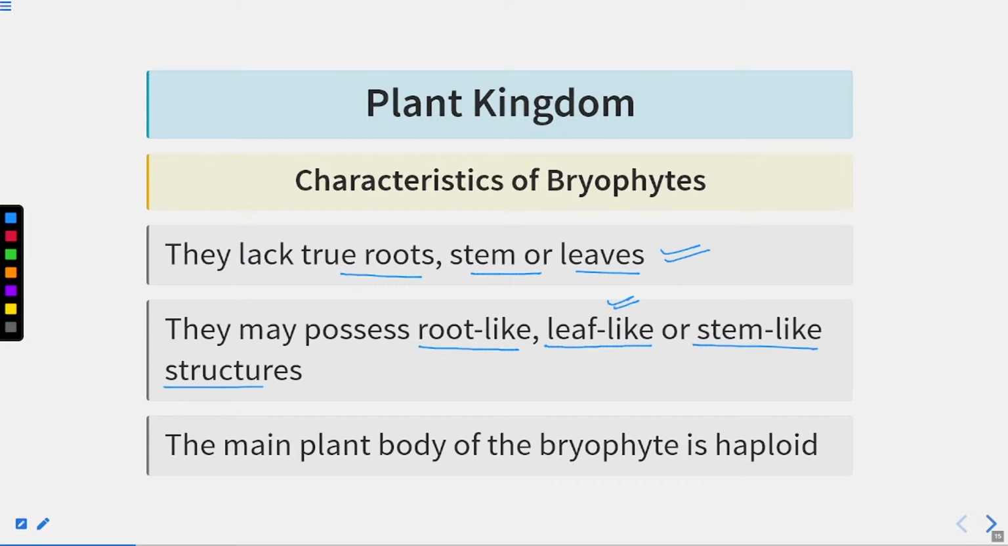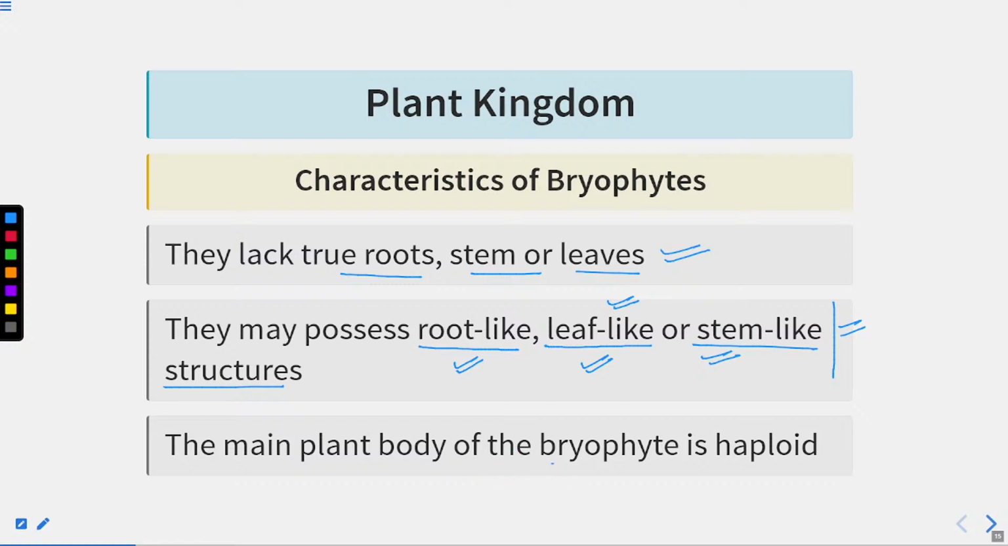Stem is also not true because no vascular system is present in the stem of bryophyte. So that is why it is called root-like structure, leaf-like structure and stem-like structure. Got it? So this is a very important point to understand, that bryophytes do not have true root, stem and leaves.